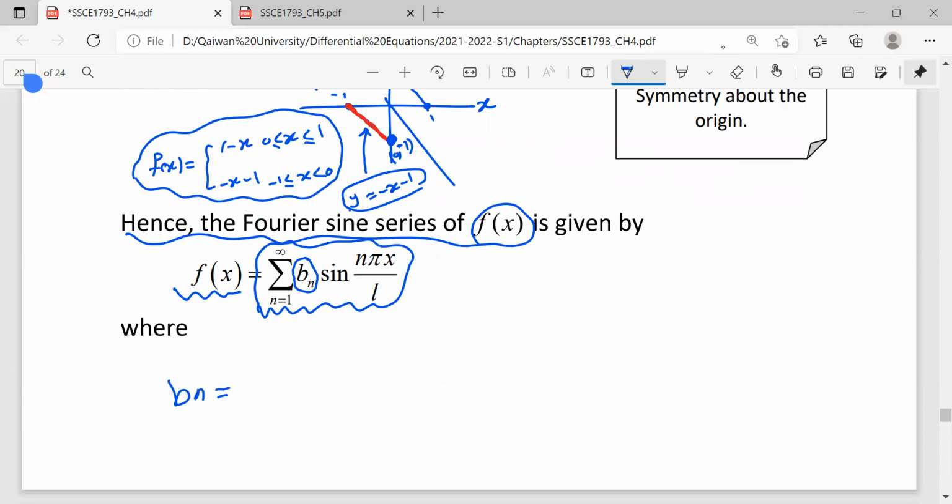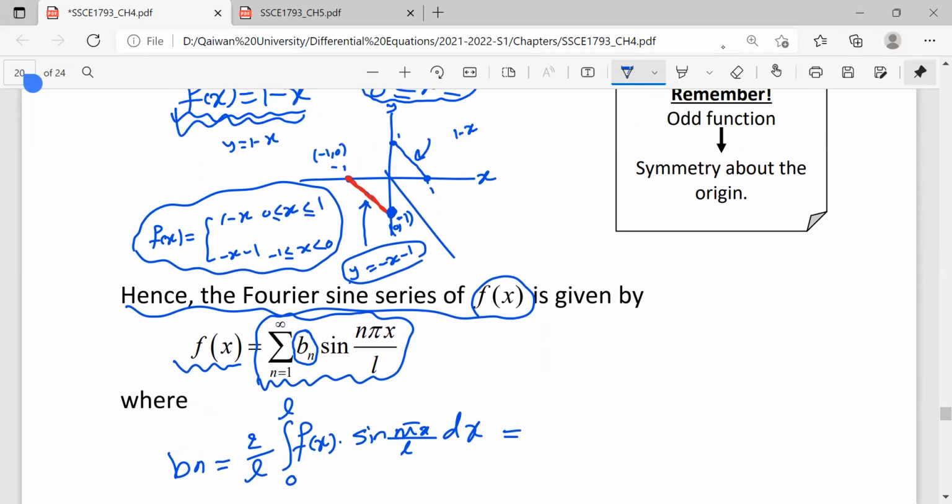bn equals 2 over L times the integration from 0 to L of f of x times sine n pi x over L dx. We find this integration. Here, f of x is given. Let's first write down L. Here, L is 1, as you see here. So you get 2 times the integration from 0 to 1.